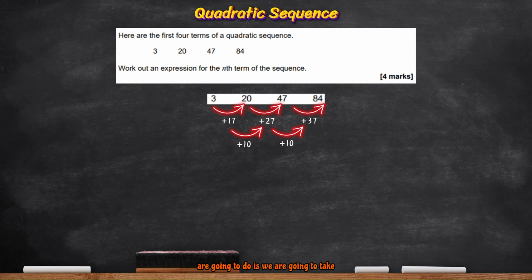Now we're going to take this constant difference, which is 10, and divide it by 2. 10 divided by 2 is equal to 5. So the first term of our quadratic sequence is 5n squared.